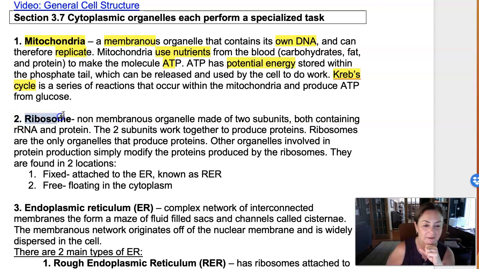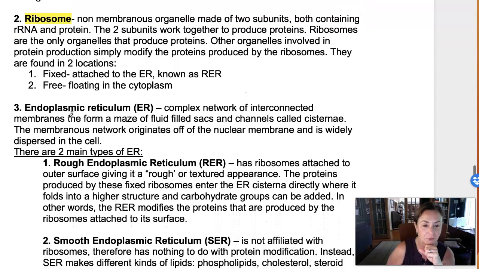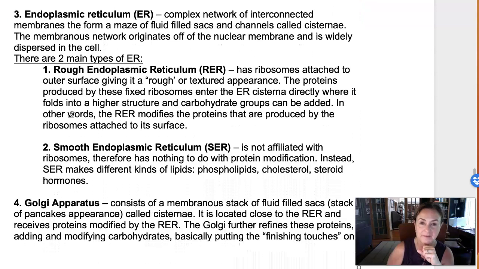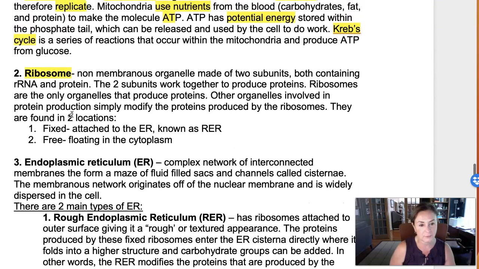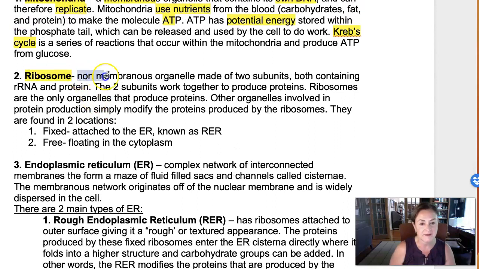Next one on our list is a ribosome, and the ribosome is strongly related to the endoplasmic reticulum and the Golgi apparatus. So let's talk about these as a group. So instead of learning everything one by one, let's talk about how these three things are related. So a ribosome is a non-membranous organelle. As a matter of fact, I would think of the ribosome just as a macromolecule. It has two subunits. I'll show you a picture of this. And those two subunits contain ribosomal RNA and protein.